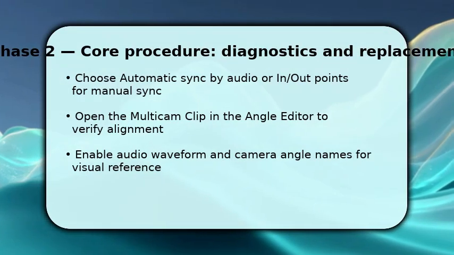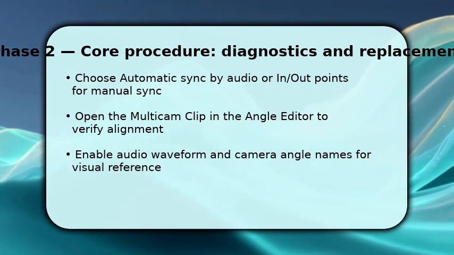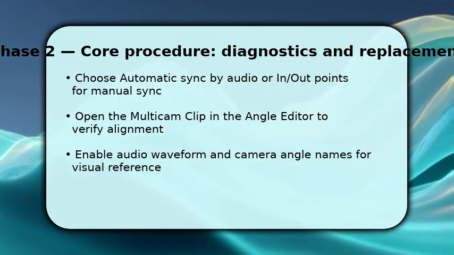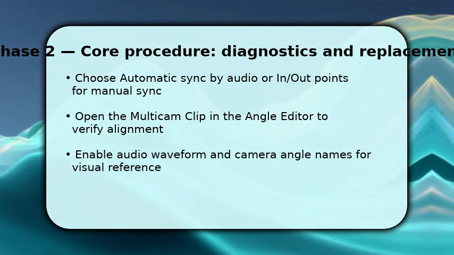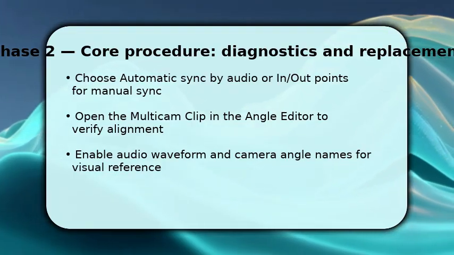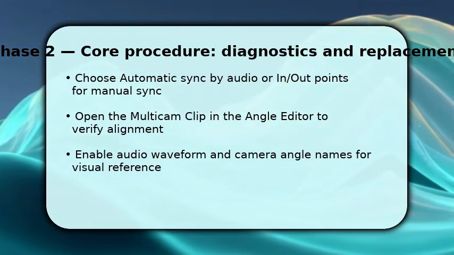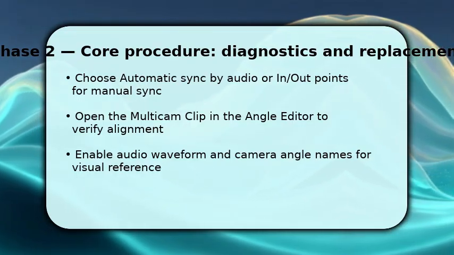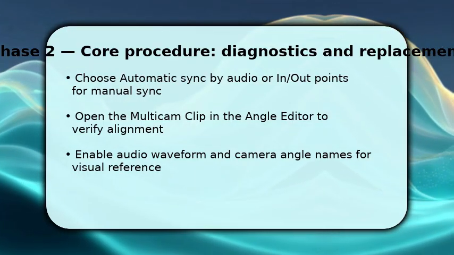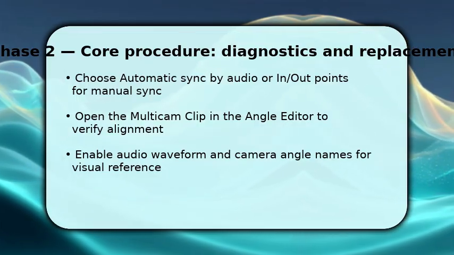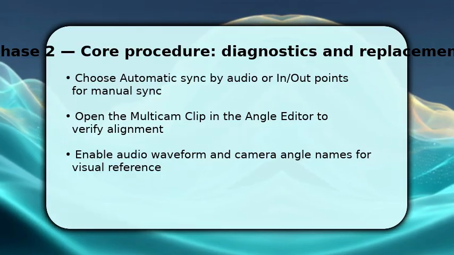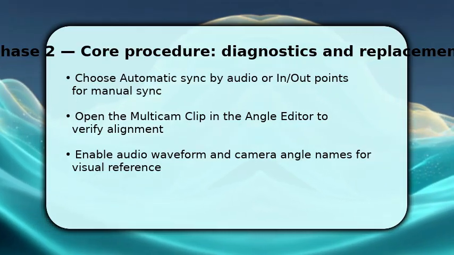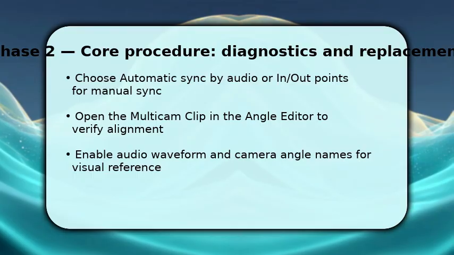Open the multicam clip in the angle editor and check that audio-based sync locks the takes together. If auto fails, use in/out points or timecode to align manually. Once synced, enable camera angle names and audio waveforms to confirm lip sync and key events. You can disable unused angles to lighten playback load. Make sure the primary audio role is set to the best quality track. This ensures smooth scrubbing and accurate angle switching when you cut.